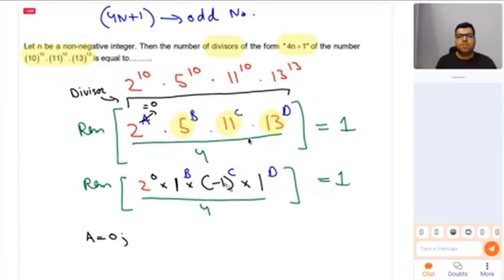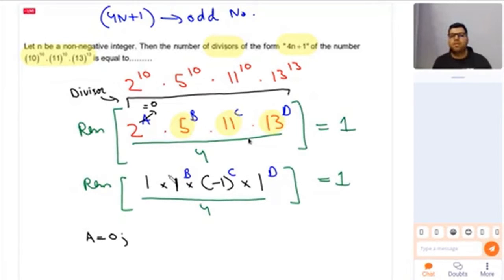If you carefully observe, the first part is already equal to 1. 2 raised to power 0 is 1, so this is 1 only. I will just replace it by 1. Then we have the value of A, which is 0. 1 raised to power B is always 1, and 1 raised to power D is always 1.